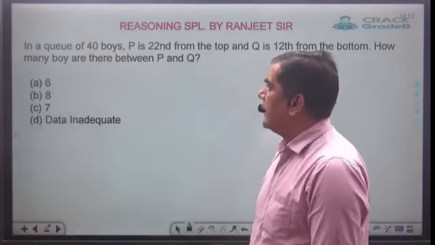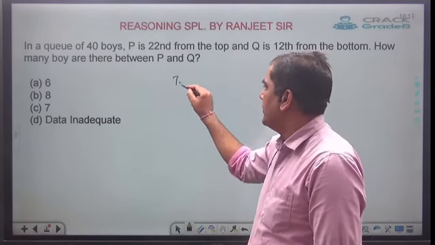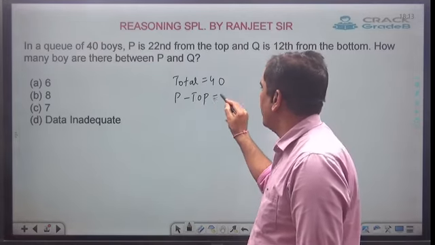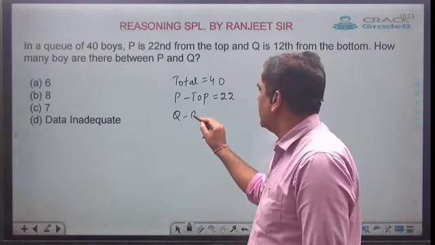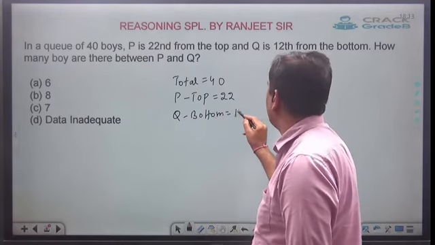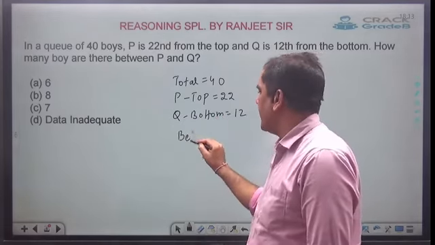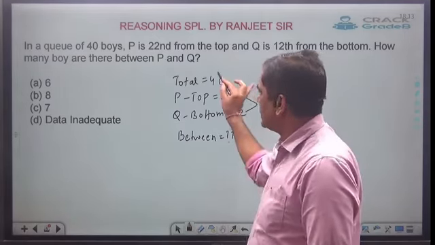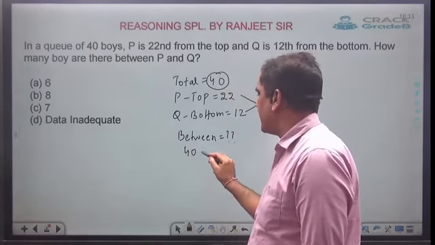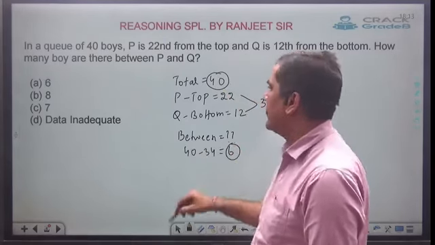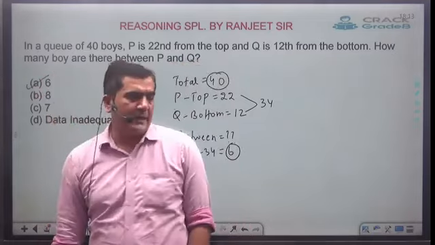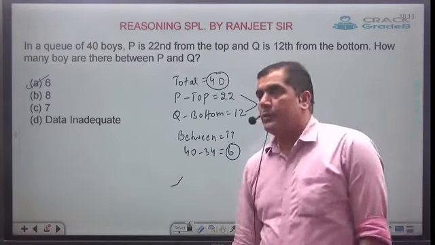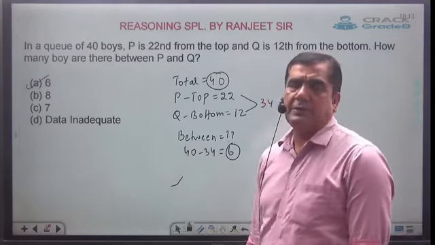Go with this one. In a queue of 40 boys, so total is given to be how much? 40. P from top is given to be 22. Q from bottom is given to be how much? 12. You have to find in between P and Q. Add this number, 34. Total is greater, case number 1. So answer will be 40 minus 34 comes out to be 6. In case of case 2, at last you have to subtract 2 also. But in case 1, no need to subtract 2. Simply highest minus lowest will be answer.